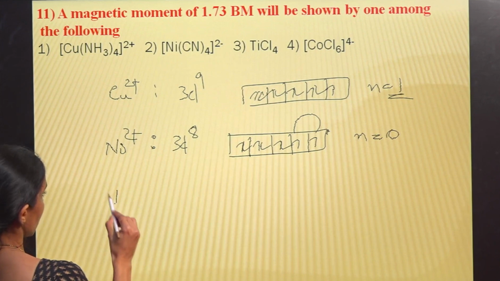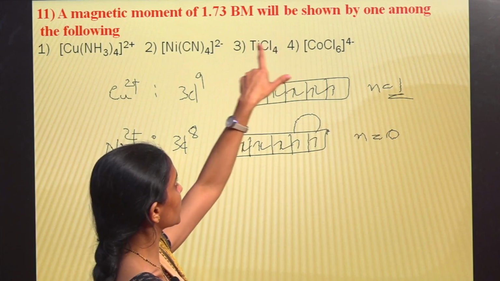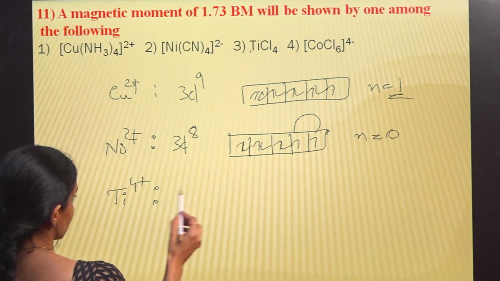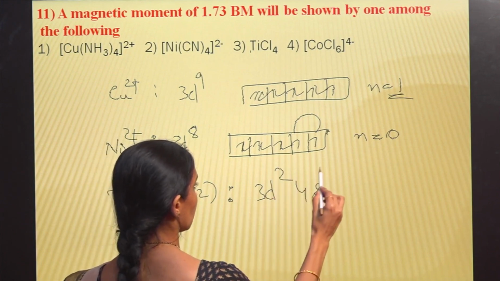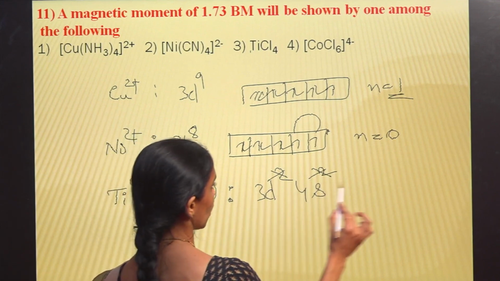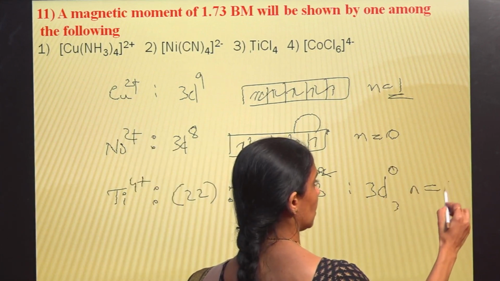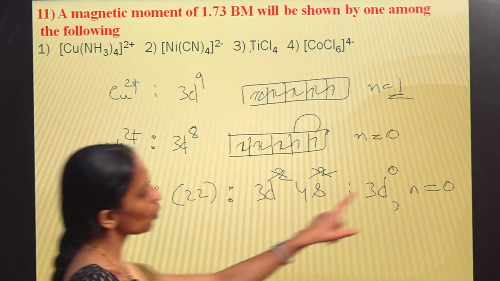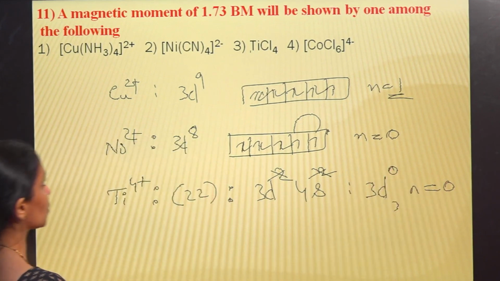Then the third complex is of Ti4+, is it not? Titanium tetrachloride. This is 4 minus, so titanium becomes 4 plus. Titanium comes after scandium, it is 22, 3d2 4s2, but when it is 4 plus, all these electrons are lost. So the configuration becomes 3d0. So no question of unpaired electrons. Electrons themselves are not there, so unpaired electrons is also 0.